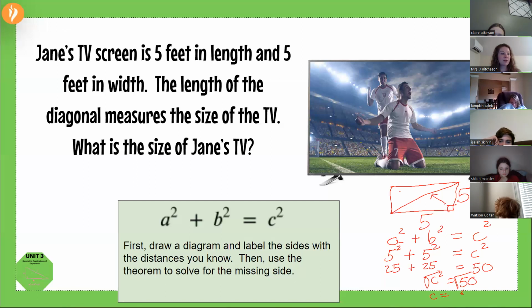Let's go ahead and round to the nearest tenths. Use your calculator, people. Anybody know? The square root of 50 is 7.07. So I'm going to say 7.1 feet. So the diagonal is going to be longer than both of the legs.